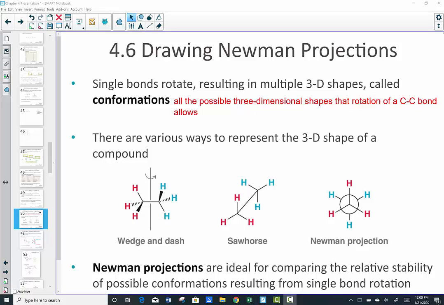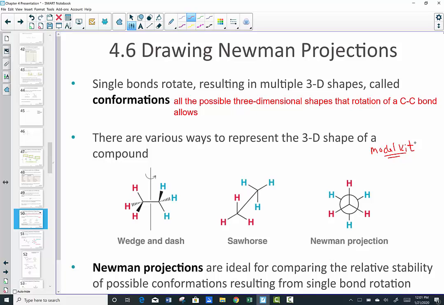Let's notice that there are several different ways we can represent the three-dimensional shape of a compound, and I must say that a molecular model kit will go a long way in this section. I can't encourage you enough to get your model kit out and start staring down single bonds as you twist and rotate these sigma bonds. You get a much better feel for what's happening than when I try to draw a picture. I know that a picture is very valid, but a model kit, way better.